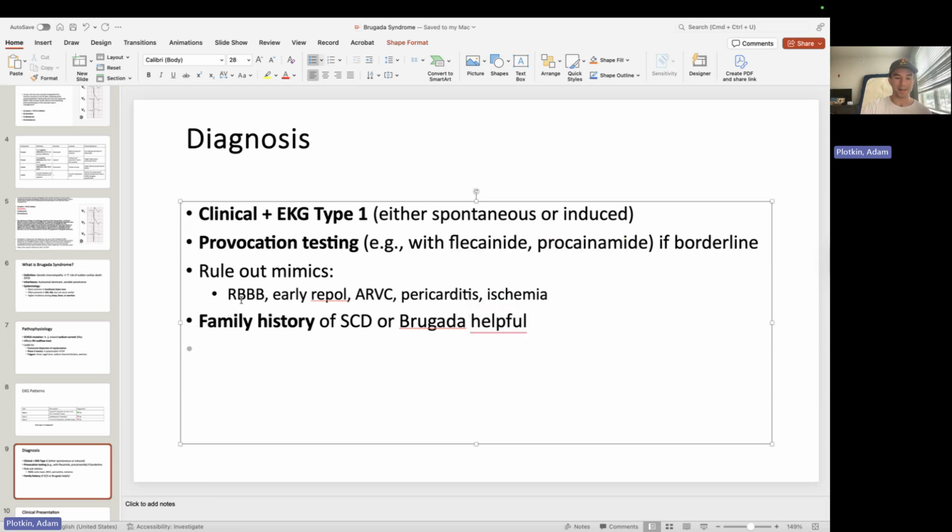We need to rule out mimics because sometimes Brugada syndrome can look like right bundle branch block. It can look like early repolarization. It can look like ARVC, pericarditis, and ischemia. Again, these will all be lectures for another day. So if you have no idea what these are, don't worry about it. This is solely a lecture on Brugada syndrome. A family history of sudden cardiac death or Brugada can be very helpful, obviously, right? Helps me narrow down my differential. If I know that they had an uncle that died of sudden cardiac death when he was 30 years old, that can help me.